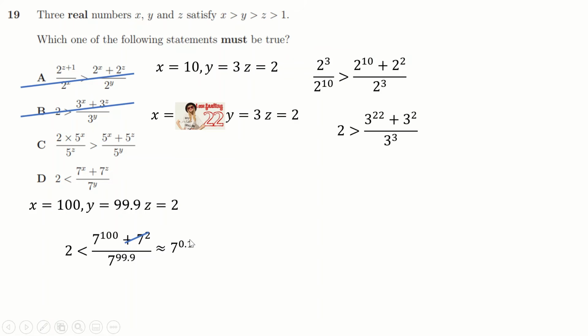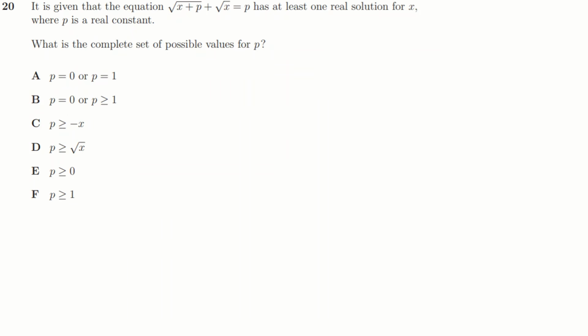And I actually don't know whether z to the 0.1 is bigger than 2 or not, but what I do know is that I could make this power arbitrarily small just by choosing this to be, say, 100 and this to be 99.99999, right? And then I basically have z to the 0, which I know is less than 2. So I know this isn't necessarily true, which means that this is. Good. Question number 20.